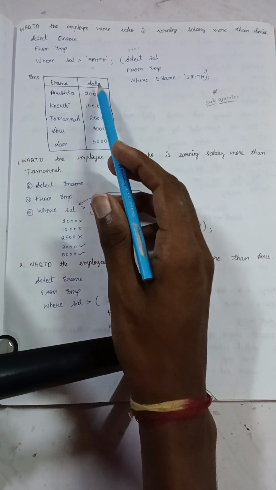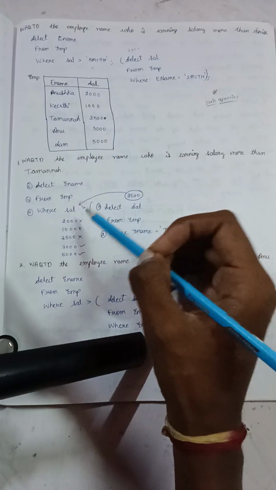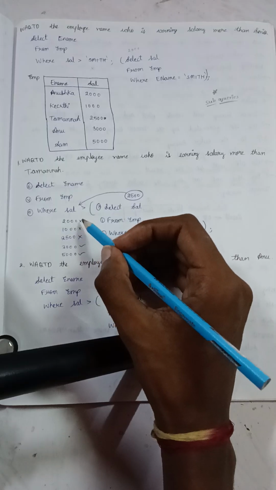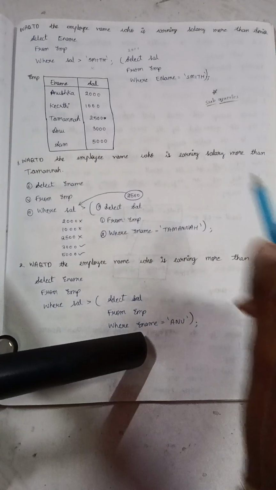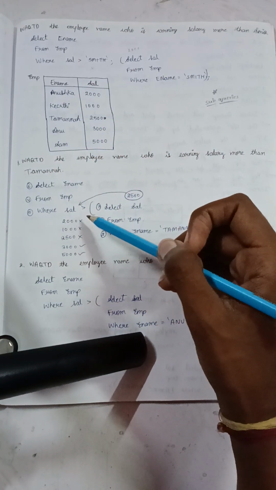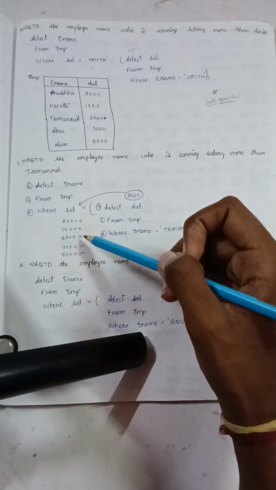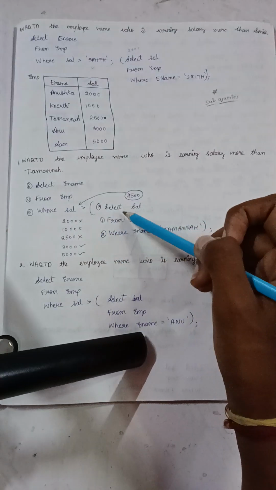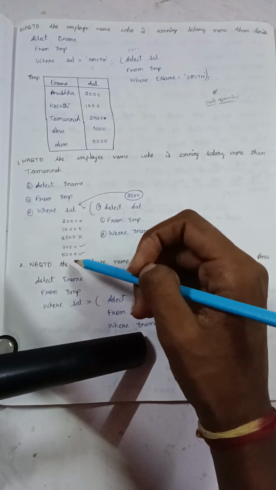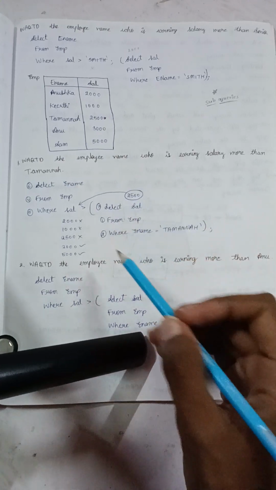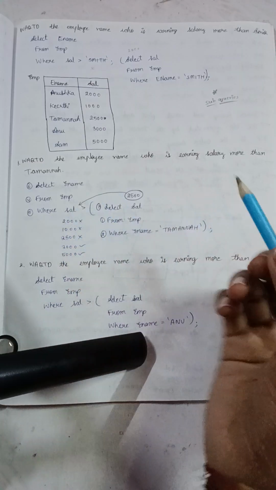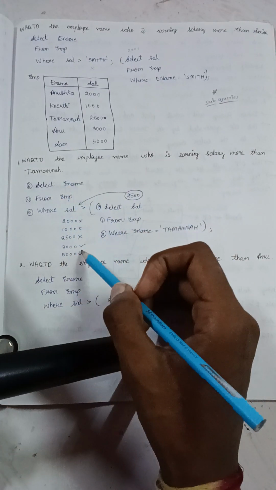It will check the salary column: first record, 2000 is greater than 2500? It is not true, so it is rejected. The second record, 1000, is not under the condition, so it is rejected. And 2500 is not greater than 2500, so it is also rejected. 3000 is accepted, and 5000 is also accepted because 5000 is greater than 2500. So the salaries greater than Tamanna's are 3000 and 5000.